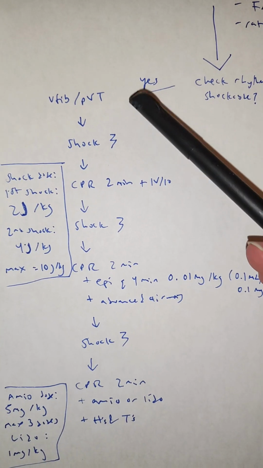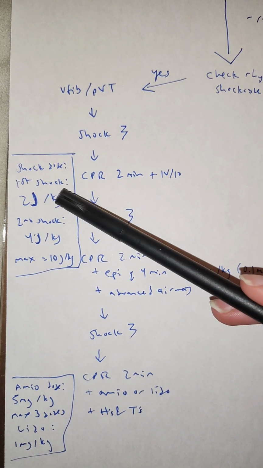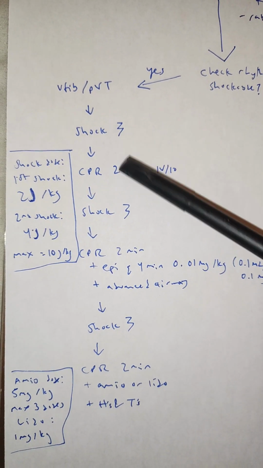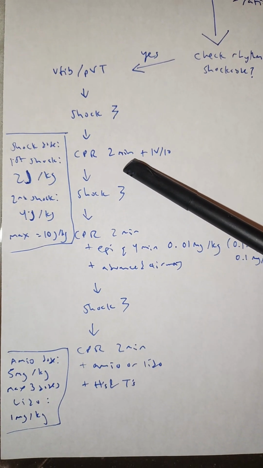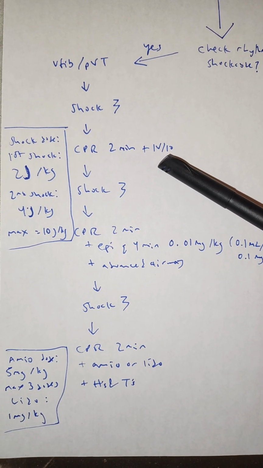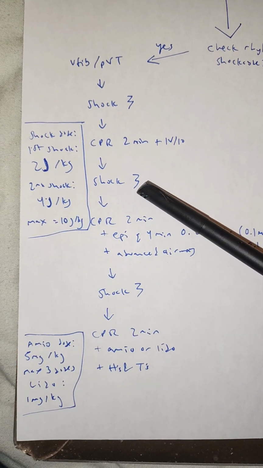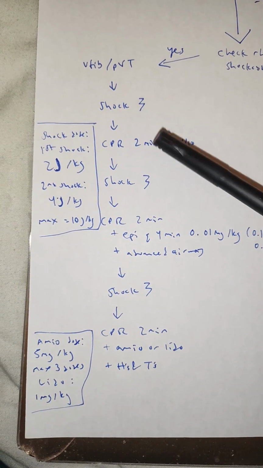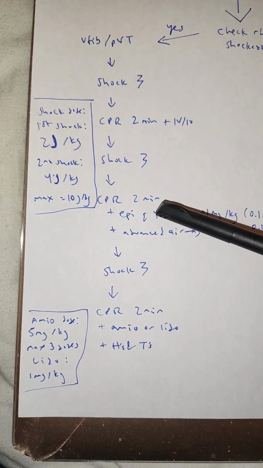So let's go back up here. First, you see that they're in VFib or pulseless VTach. Administer the shock based on this, right? Then as soon as you give the shock, continue CPR. That is a must. Continue CPR for 2 minutes. Have someone establish IV or IO access, because we're going to have to push meds soon. Then after 2 minutes, check it again. If they're still in this rhythm, then you give them another shock, which is going to be 4 joules per kilogram. Right off the bat, continue CPR.